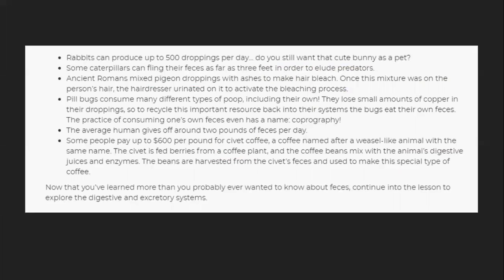So this over here, you guys can read. This is talking about how different kinds of animals produce all different kinds of waste. Like it says, rabbits can produce 500 droppings per day. Do you still want that cute bunny as a pet? All right, so different kinds of things you guys can read through over here. And there's, I guess, just random interesting facts.